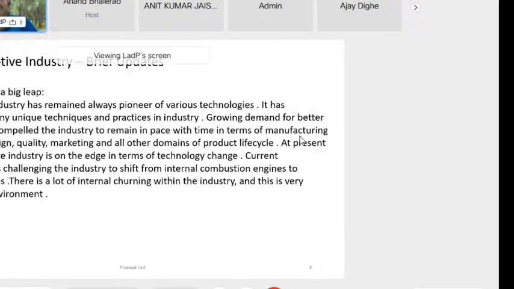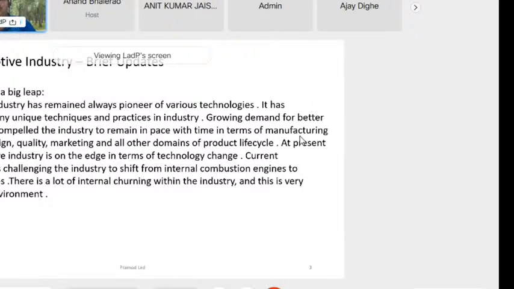Automotive industry brief updates. The shift from internal combustion engine to electric is a big leap. Nowadays, all of you must be hearing about that. The automotive industry has always remained a pioneer of various technologies. It has introduced many unique techniques and practices, and it has actually led all the industry.